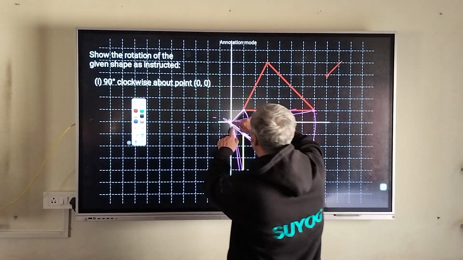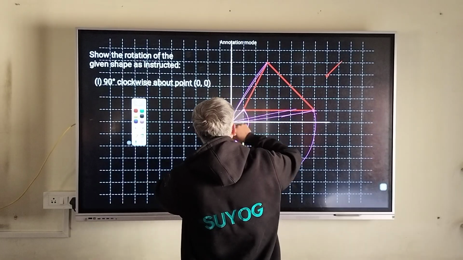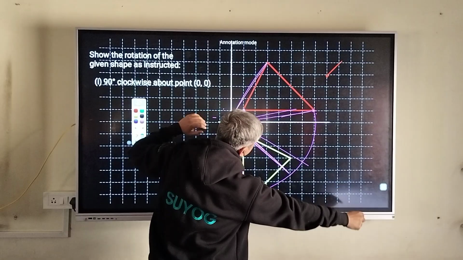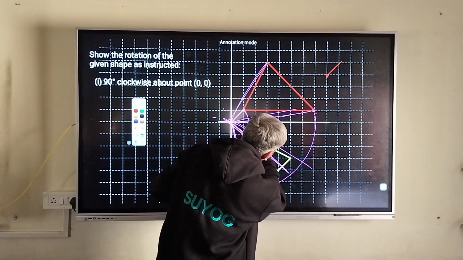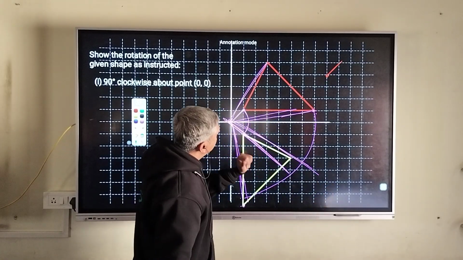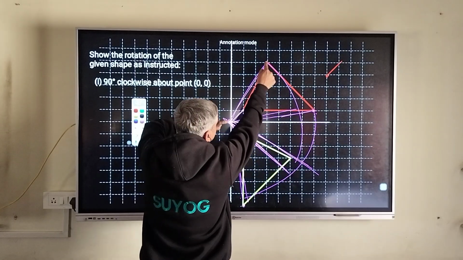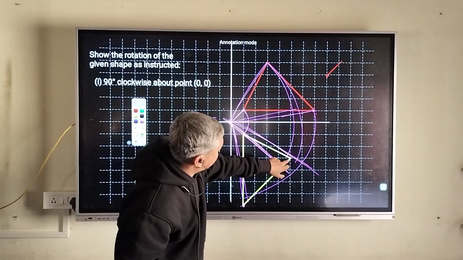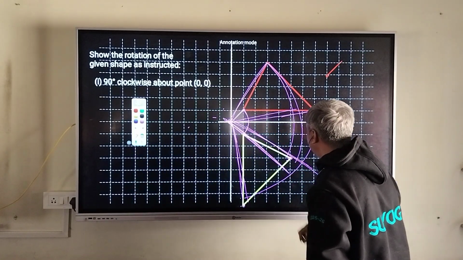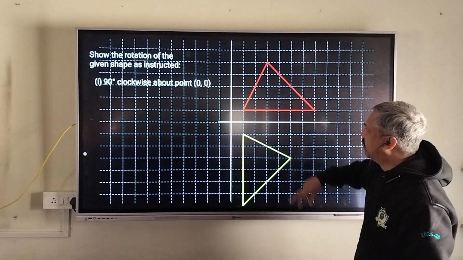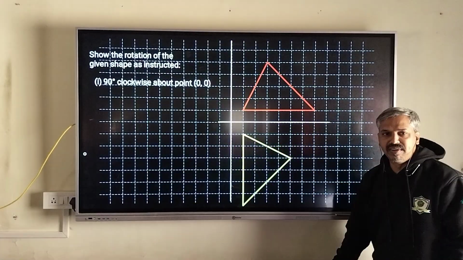Same with this point, you join this point here. Now mark a 90 degree angle here, somewhere like this. And then take this distance and make a radius, and you get here. And you reach this point. So effectively you get this.